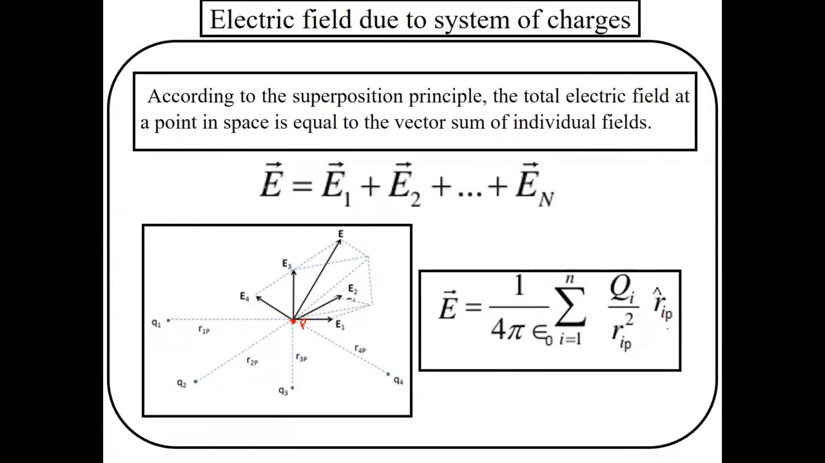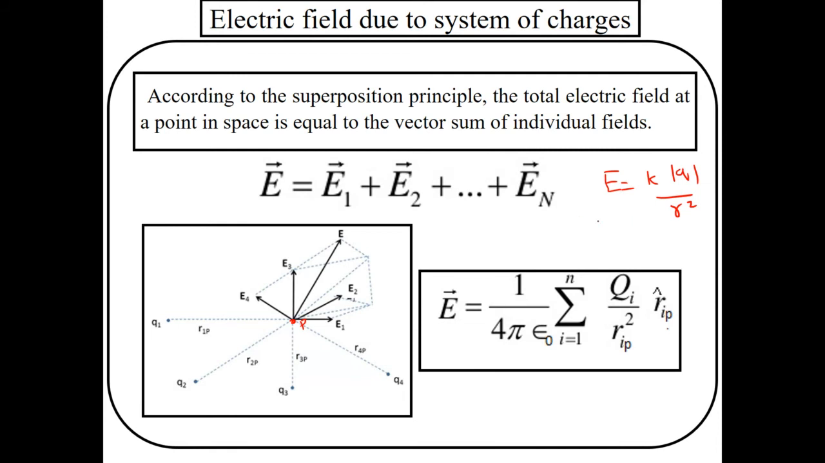For example, if you want to find the superposition principle of this picture, my electrical field is equal to the electrical field of Q1, which is E1. The electrical field strength of Q2 is E2. The electrical field strength of Q3 is E3. Suppose I have n number of charges, so I will get n number of electrical fields. When you apply this rule, we know the formula for the electrical field. The formula for the electrical field is nothing but kQ over r squared. So this is the formula.